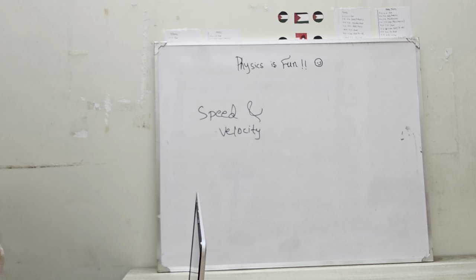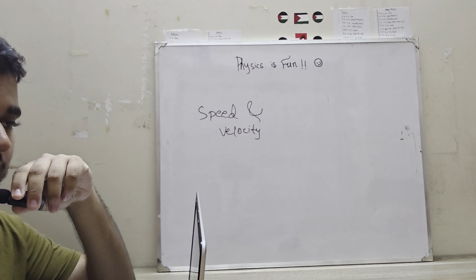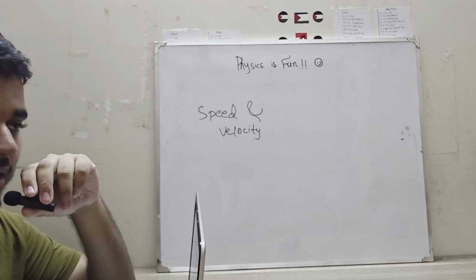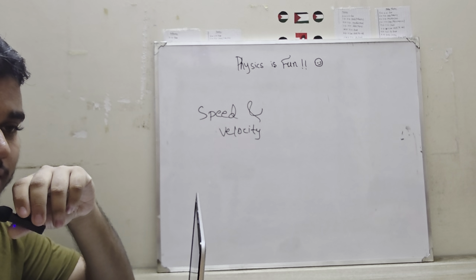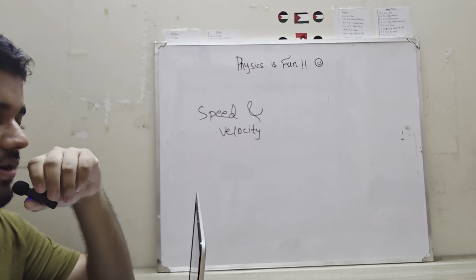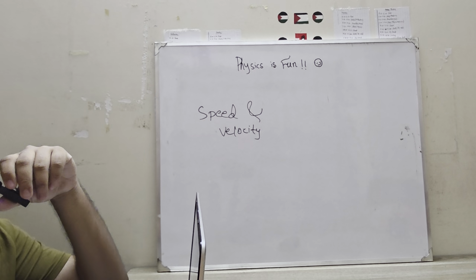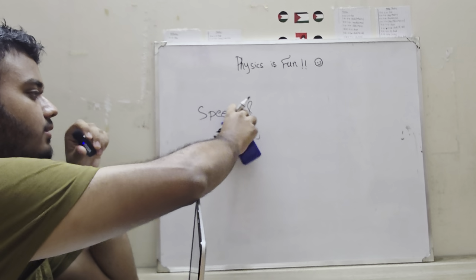So first of all, many people think that speed and velocity are the same thing. Yeah, in our practical life, we use them as the same thing. But according to physics, according to mathematics, or according to logical reasoning, speed and velocity are totally different things. So let us move to what speed is.